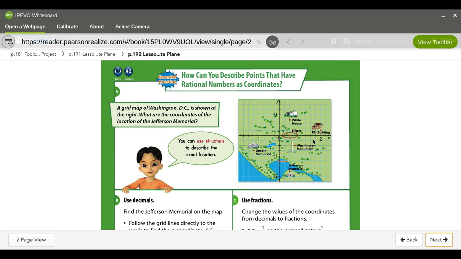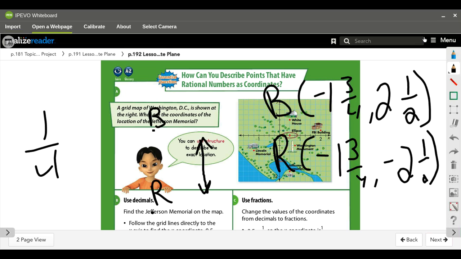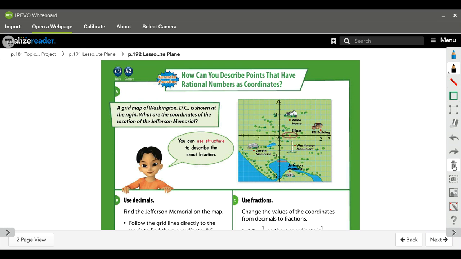So Jefferson Memorial is going to be in quadrant 4. And again, what we know about quadrant 4 is that it's going to be positive x, negative y. So I should have a positive x coordinate and a negative y coordinate. So I'm going to go over to the line of the Jefferson Memorial. I always move left to right first, and then I move up to down.